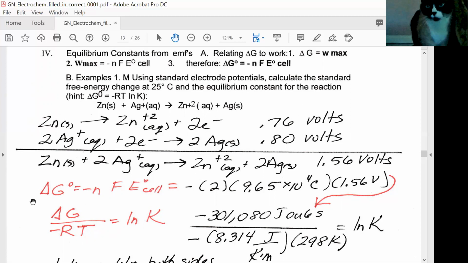Then we're going to use the equation delta G in the standard state equals minus NFE of cell in the standard state. So our N is 2. This is our Faraday's constant. And then we take the E of cell and put it in here.